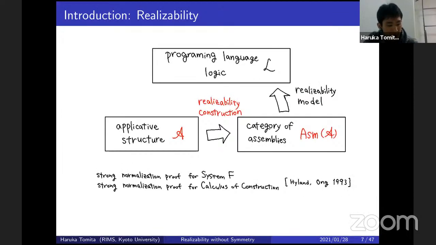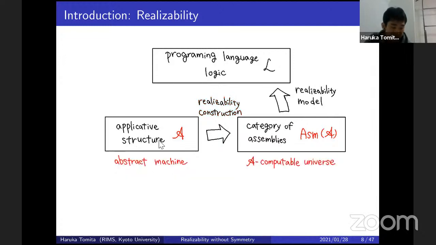A well-known application of this technique is the strong normalization proof of System F using an applicative structure with the strongly normalizing property. Now let's take a closer look at applicative structures and categories of assemblies.